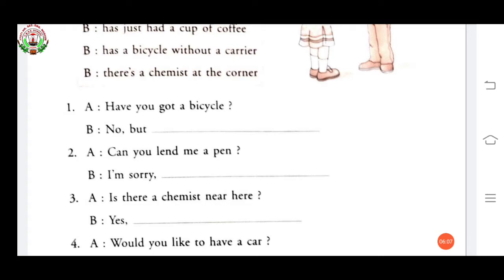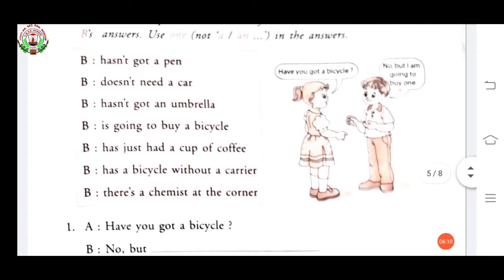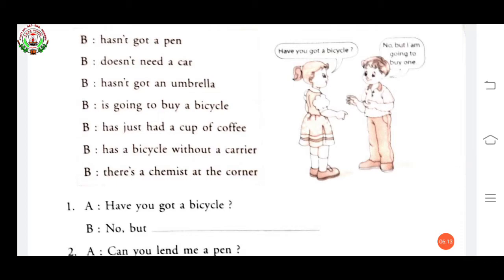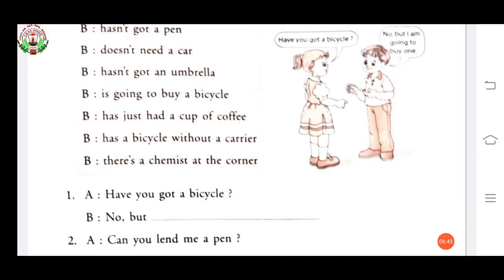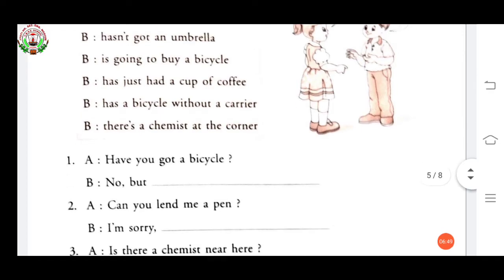Second, can you lend me a pen? I'm sorry, I haven't got one. Here hasn't is written because has is used for another person, and with I, have will come. That's why when you write the answer you have to use I haven't got one. Now third one. Is there a chemist near here? Yes, there is one at the corner.